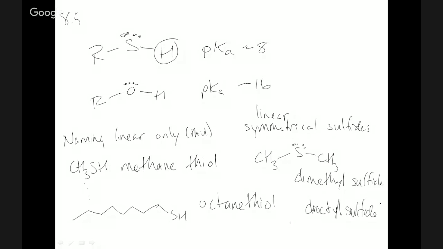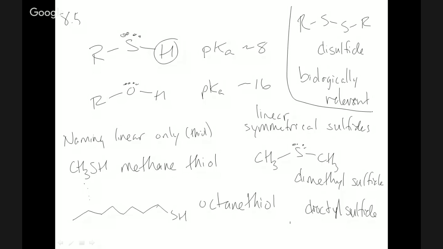And so that would just be 2 8-carbon chains on each side of the sulfur. Just for your information, a disulfide has a sulfur-sulfur bond. This is a disulfide. And these are very important biologically. Okay? So that's just FYI up there. All this is an introduction to sulfur. You'll see some nucleophiles that are sulfur that we'll use. We won't do a bunch of other stuff with sulfur.